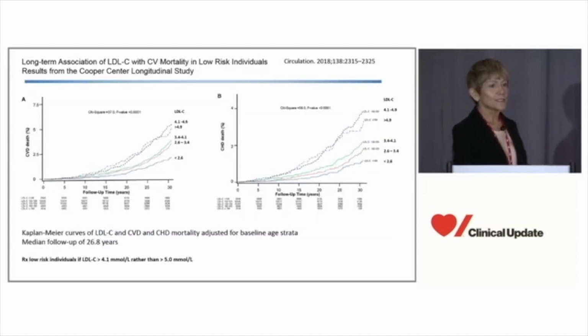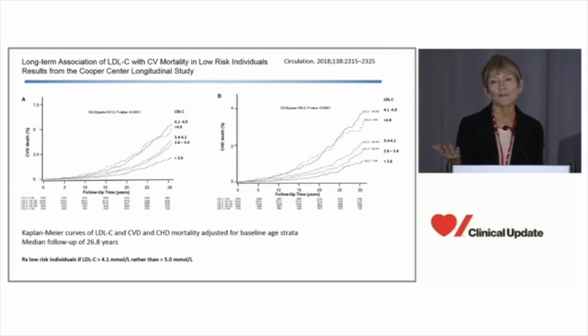Now, the question is, is that really the appropriate number? There's a very interesting paper published in Circulation, actually just 2 years ago, from the Cooper Center Longitudinal Study. About 30,000 individuals, so a huge population, at recruitment were definitely low risk and followed for 28 years, so really long follow-up. Remember, the Framingham risk score, we're talking about 10 years, and 10 years doesn't really mean much if you're 40 years old after all.